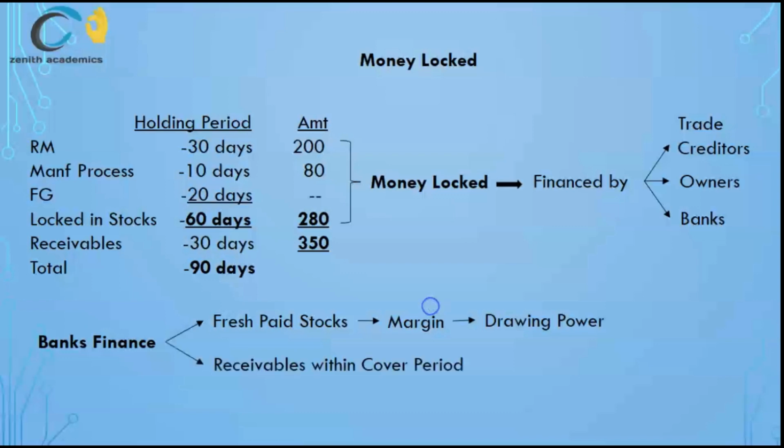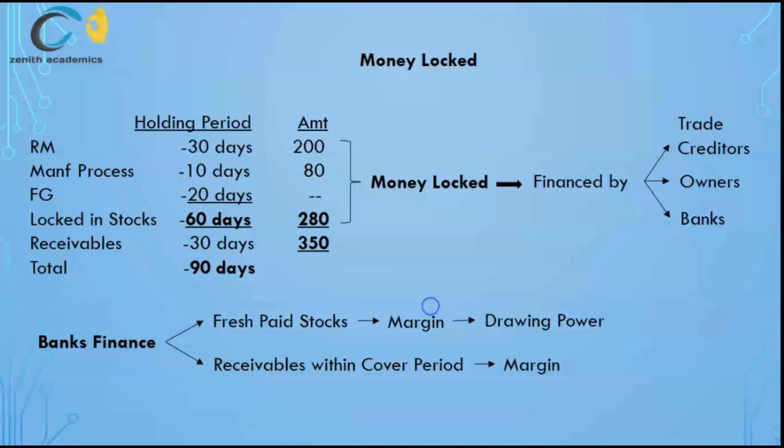The banks also finance the book debts or the receivables within the cover period. Banks do not finance all the receivables. They finance only those receivables which are within the cover period or within its normal operating cycle. Suppose the normal credit allowed to debtors is 30 days to 45 days. Then the banks may prescribe that only those bills which are raised within 30 to 45 days would be financed. In practice, the banks do not allow debts beyond 90 days, right?